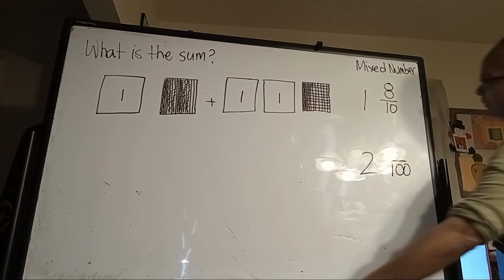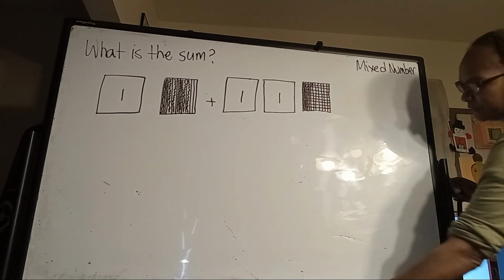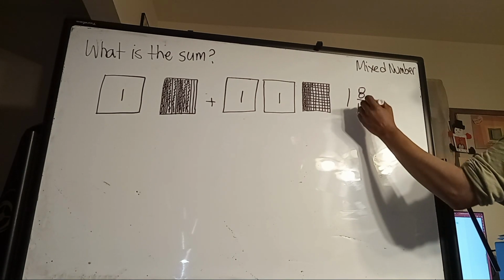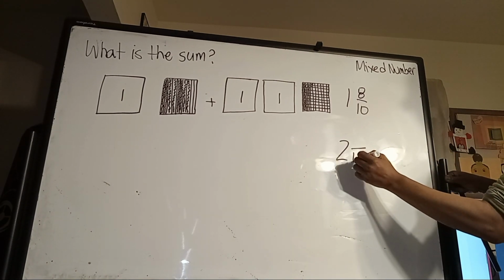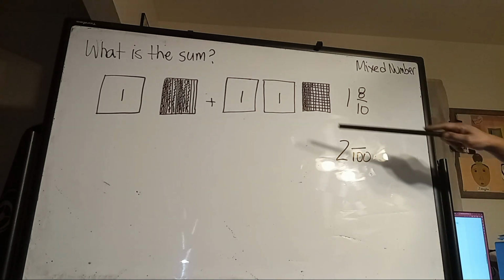And I'm just going to already move over because I'm going to need room. So let me move over, guys. 1 and 8 over 10. And 2, we know it's 100 so far. And we're going to do the same thing. 100 is how many total parts. And now we need to figure out how many shaded. So we look at the bottom.